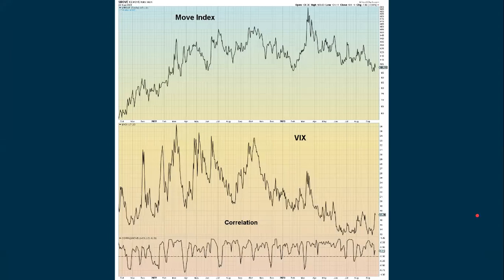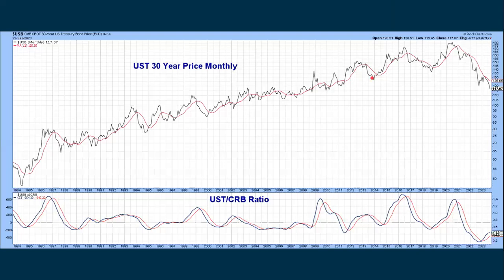We look at the MOVE index, which measures the volatility of bonds, and it's been going up slightly. But where we really saw an increase is with the VIX, which measures the volatility of stocks. The correlation is not really strong right now as stocks have been under pressure. And even though bonds have been going down, it hasn't had much of an impact on the MOVE index. We look at a long-term monthly chart of the price of bonds, which are in a longer-term downtrend. But when you compare that to the CRB index, the price of bonds is continuing to outperform, but this is rolling over.